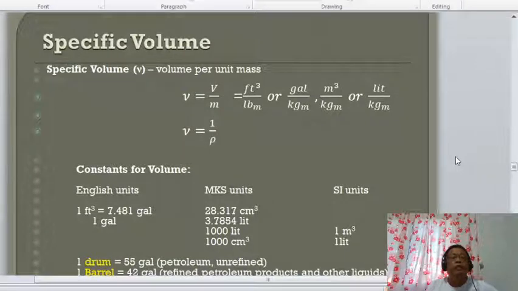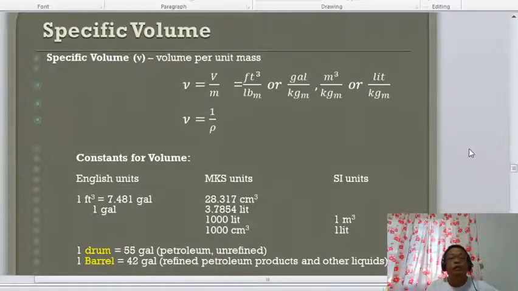Okay, so let us now go to the other fundamental topics in thermodynamics. We have here the specific volume. We know already that specific volume is just equal to the reciprocal of the density. So that is very simple. Take note that we have here constants for volume, in English units, MKS and SI.